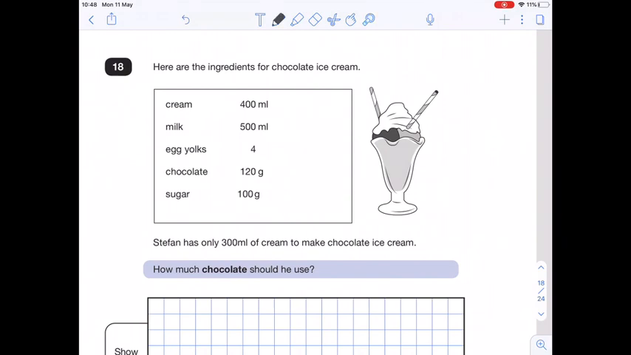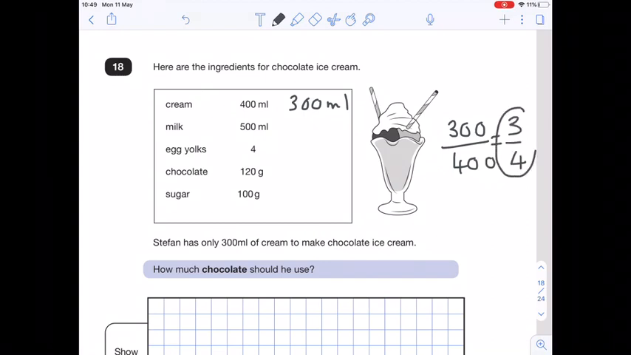So he should have 400 ml and he's got 300. Now it's not so easy as to say that he uses 100 less, is it? Because what he's actually got is 300 out of the 400 that he should have. And that, as an equivalent fraction, is 3/4. So he's got 3/4 of the ingredients. I want to show you the chart, so I don't want to move the box up and down. So he should only use 3/4 of the chocolate.